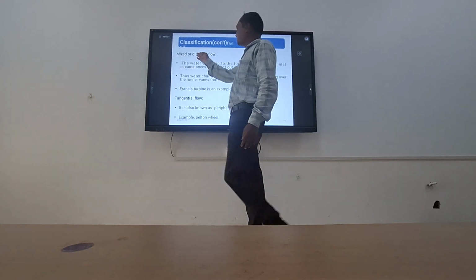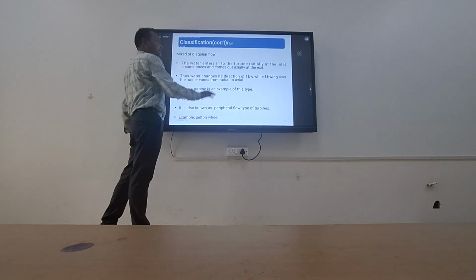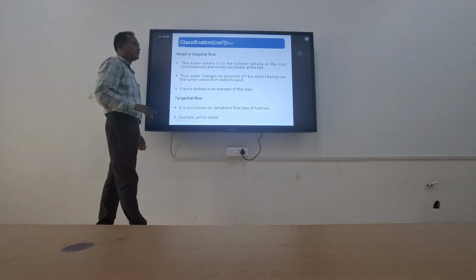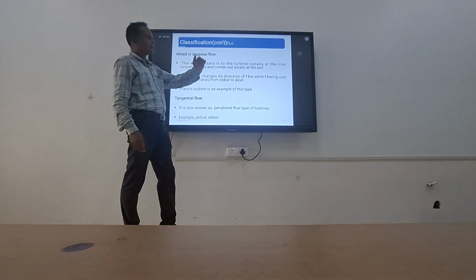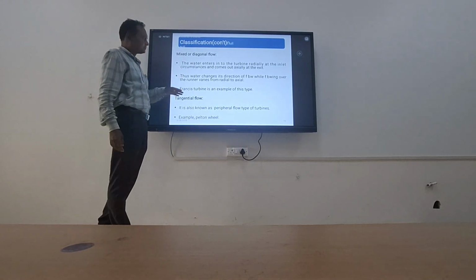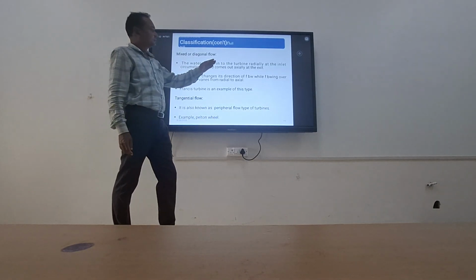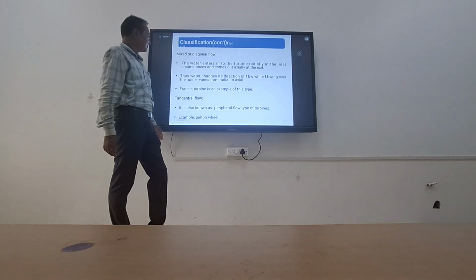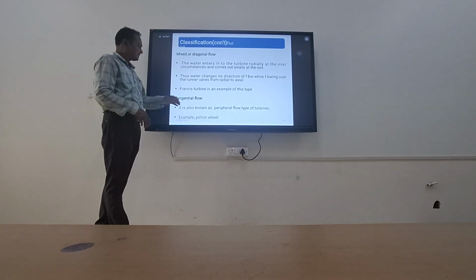Next is mixed or diagonal flow. In mixed flow, water enters the turbine radially at the inlet, but comes out axially. That is why it is called mixed flow. The water changes direction while flowing over the runner vanes, from radial to axial. The example is the Francis turbine.